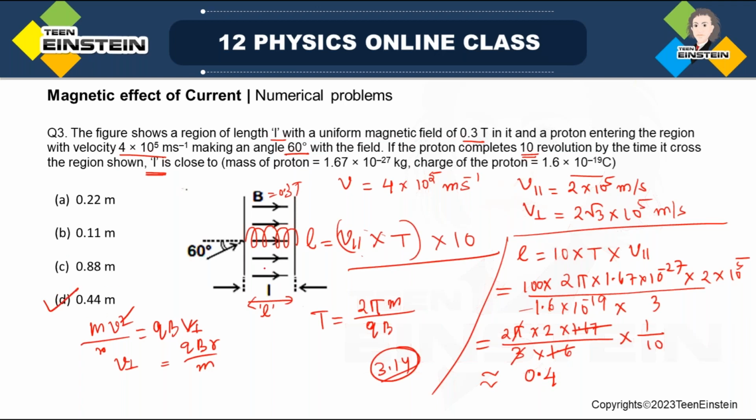So what is the length of this region? The length of this region is 0.44 meter in this question. Since we have done a little bit of rough approximation, we are not getting exactly 0.44. If you just type it in the calculator, you will get exactly 0.44 maybe. So this is how you have to solve this problem. All right, we'll move on to the next problem.